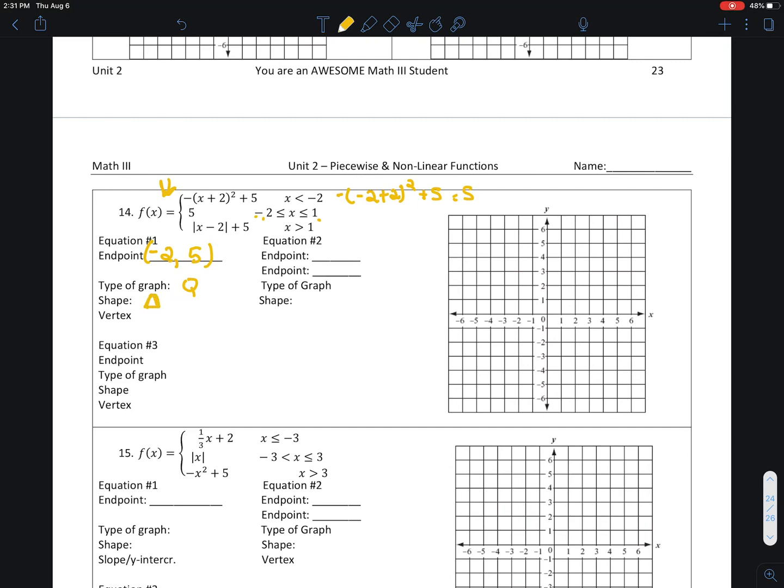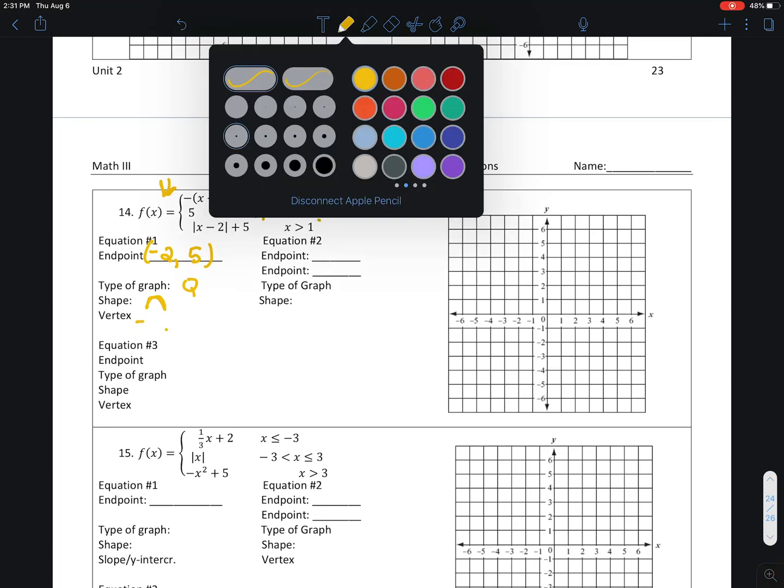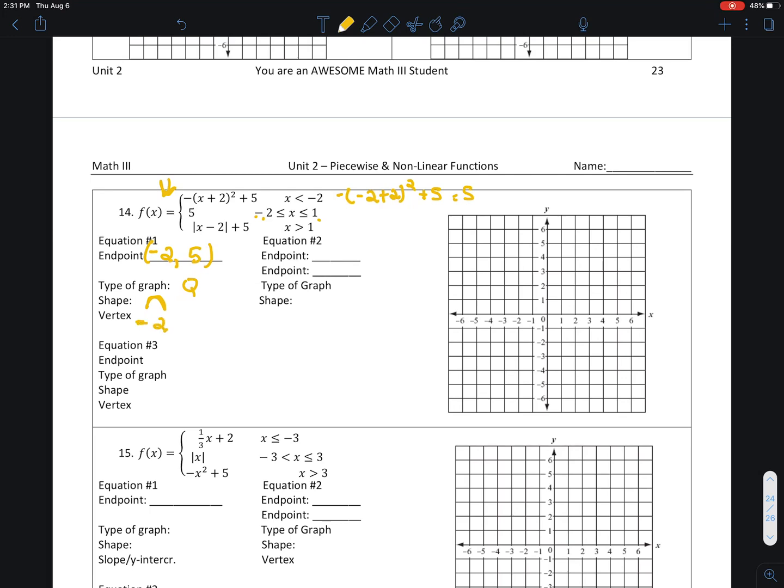What type of graph is this? It's quadratic. So the shape is V, but it's an upside down V. So it's upside down U. So it's going to look like that, not like a triangle. It's going to look like an upside down U, and its vertex is negative 2, 5.